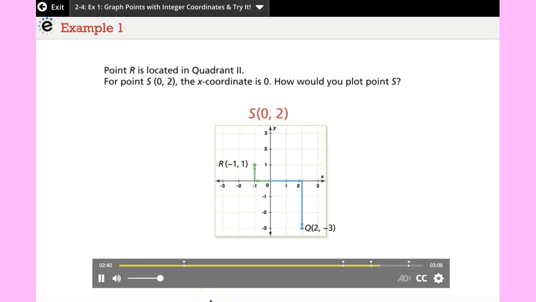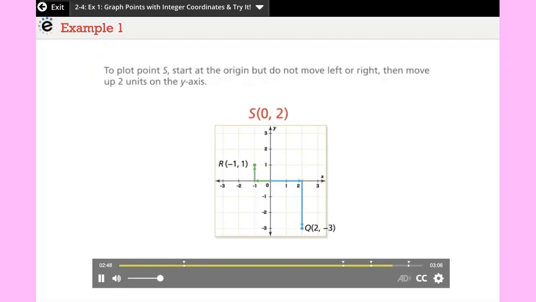For point S, (0, 2), the x-coordinate is 0. How would you plot point S? To plot point S, start at the origin, but do not move left or right. Then move up 2 units on the y-axis.